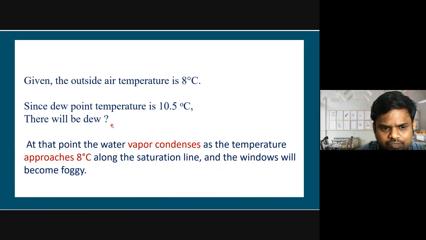There will be dew. So at that point, the water vapor condenses as the temperature approaches 8 degrees Celsius along the saturation line, and the windows will become foggy. So that is the answer. So this is a simple question.